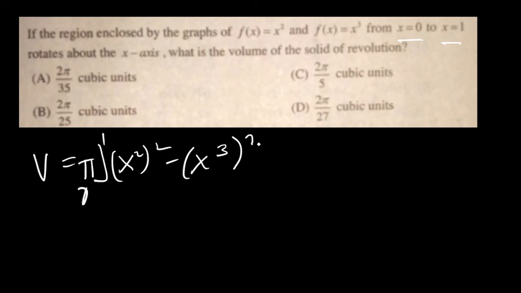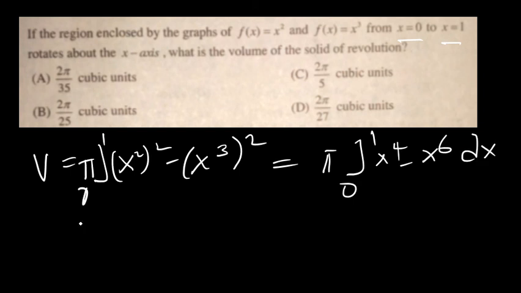So this time we need to remember the volume formula. The volume formula is from a to b, that is from 0 to 1, pi times the integral. We can keep pi outside because pi is constant. Pi times the difference of the squares of each, that means x squared minus x cubed squared, which will be pi times the integral from 0 to 1 of x to the power of 4 minus x to the power of 6 dx.